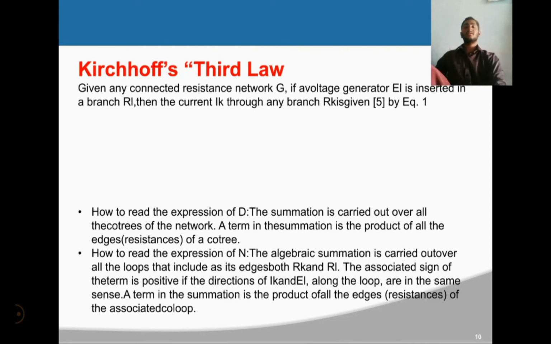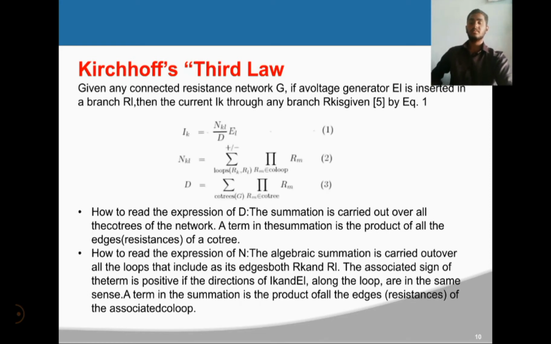Kirchhoff's third law. Given any connected resistance network G, if a voltage generator E_I is inserted in a branch R_I, then the current I_K through any branch R_K is given by equation 1. Those are equations 1, 2 and 3.